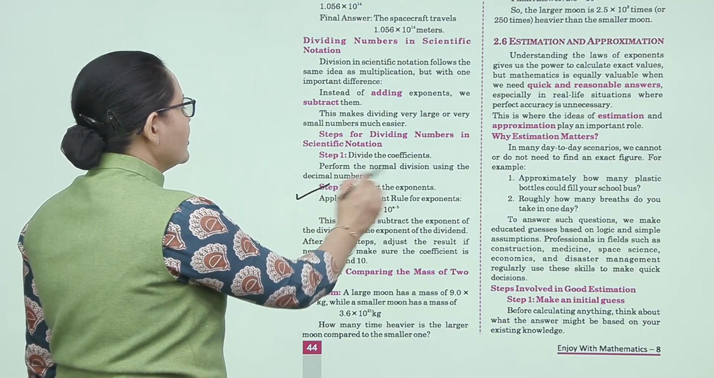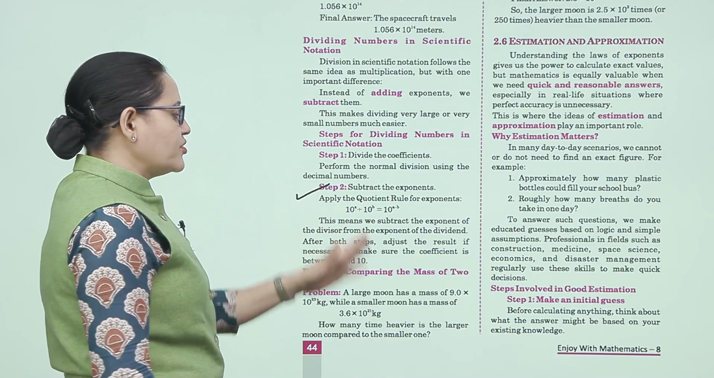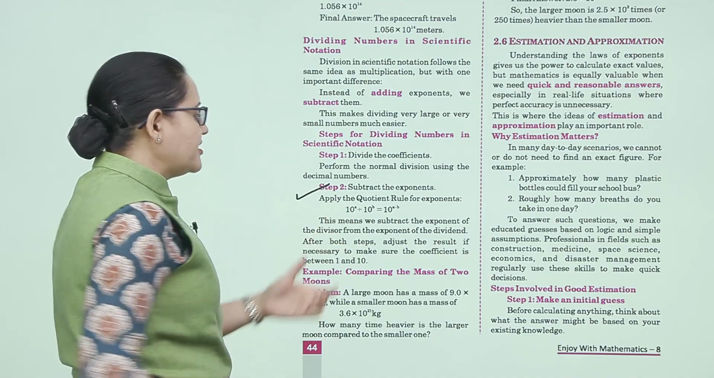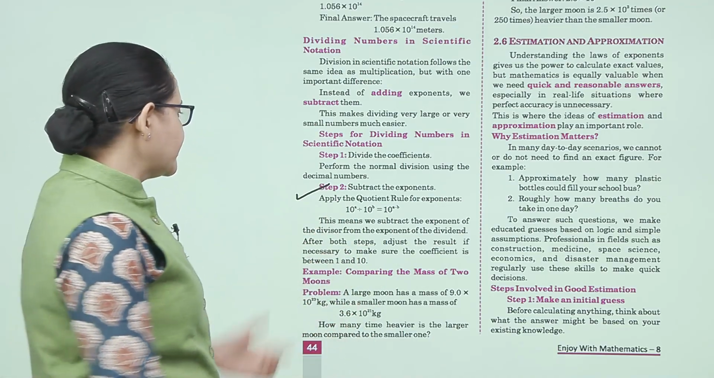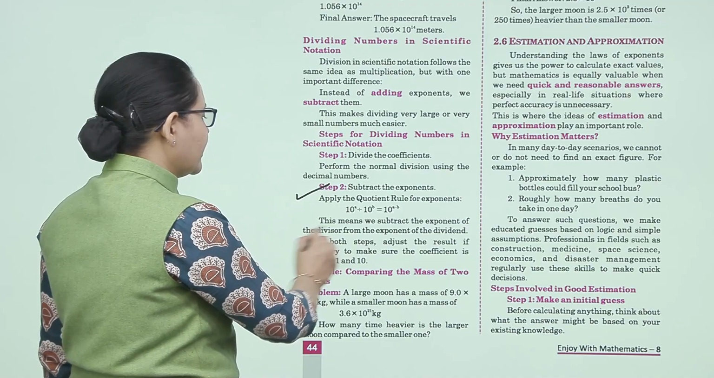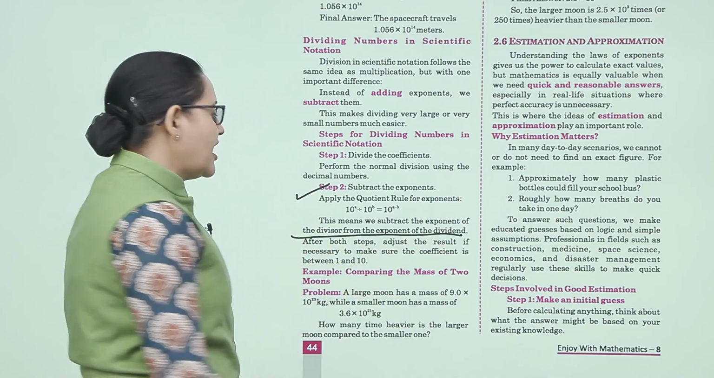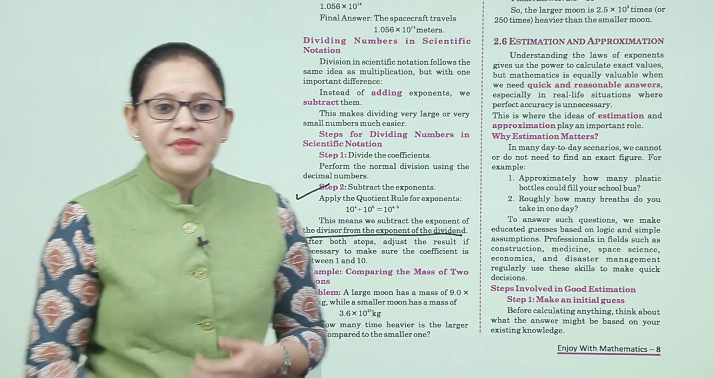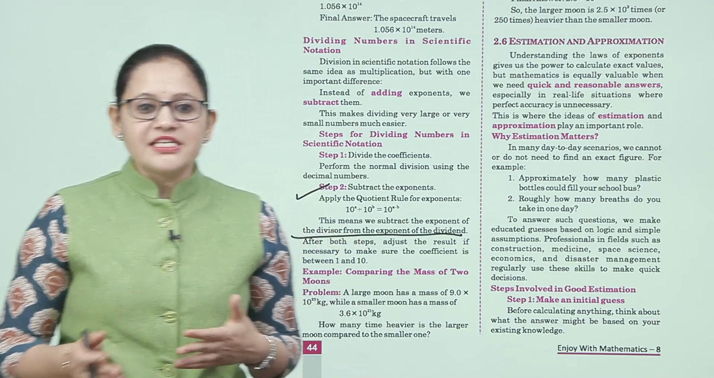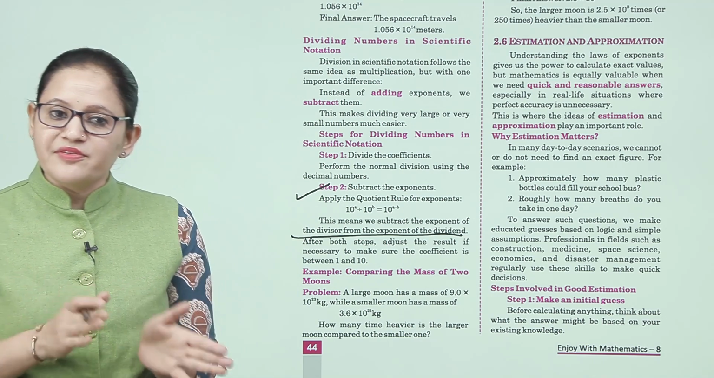Now, step 2, subtract the exponents. Apply the quotient rule of exponents: 10 to the power a divided by 10 to the power b equals 10 to the power a minus b. This means we subtract the exponent of the divisor from the exponent of the dividend. After both steps, adjust the result if necessary to make sure the coefficient is between 1 and 10.